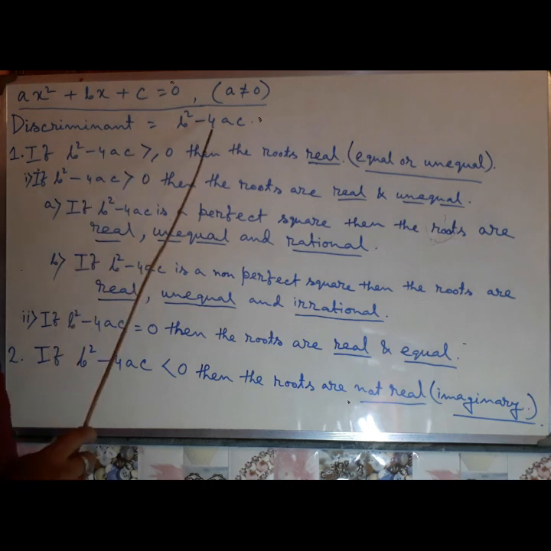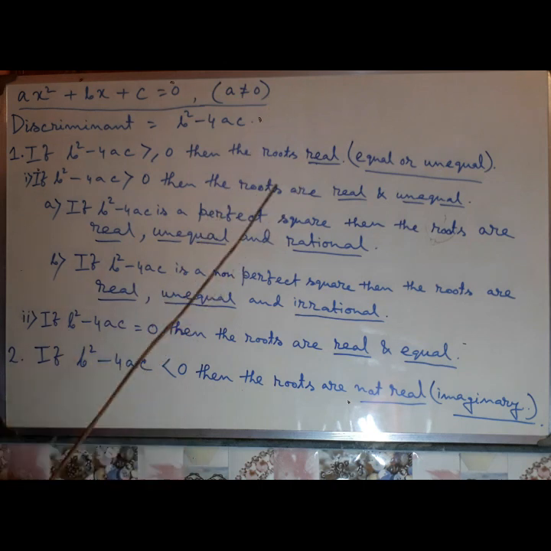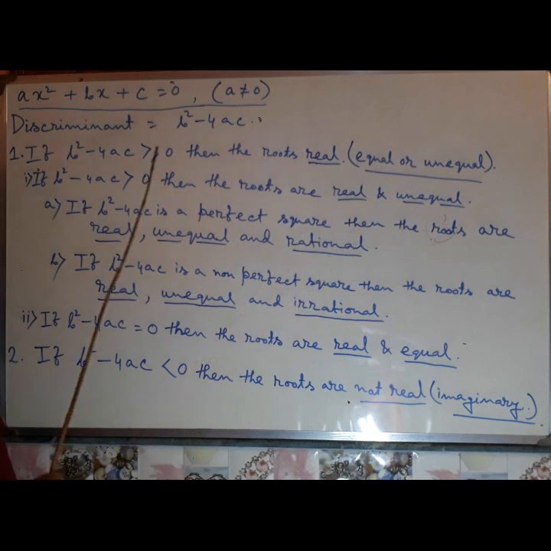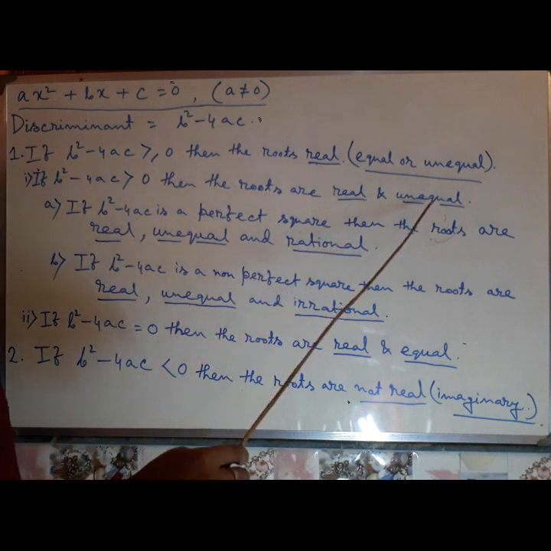Let us see how the nature of the roots is determined. If this b square minus 4ac is greater than or equal to 0, then the roots are real, either equal or unequal. Now, if it is strictly greater than 0, that is, the discriminant b square minus 4ac is greater than 0, then the roots are real and unequal.